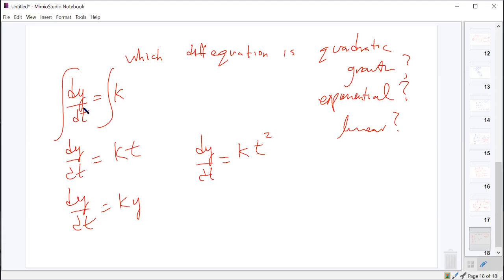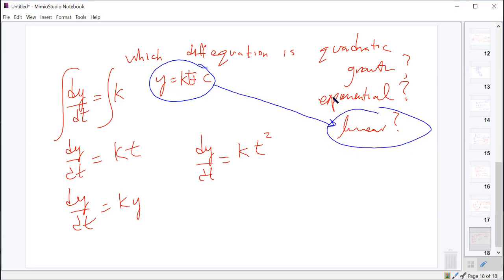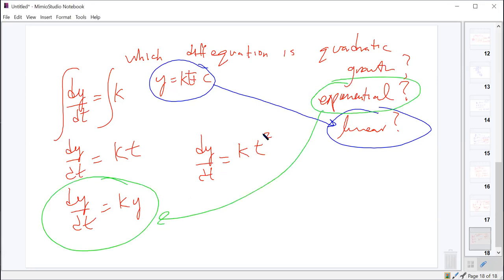If I integrate this, I end up with y equals kt plus a constant. Well, what is kt? Is that quadratic growth? Is that exponential growth? Is that linear growth? Linear? Yeah, that one's just linear, right? Because this equation is linear. And you should recognize this one, ky, we just talked about, that one's the exponential growth one, right? And you should recognize this one.